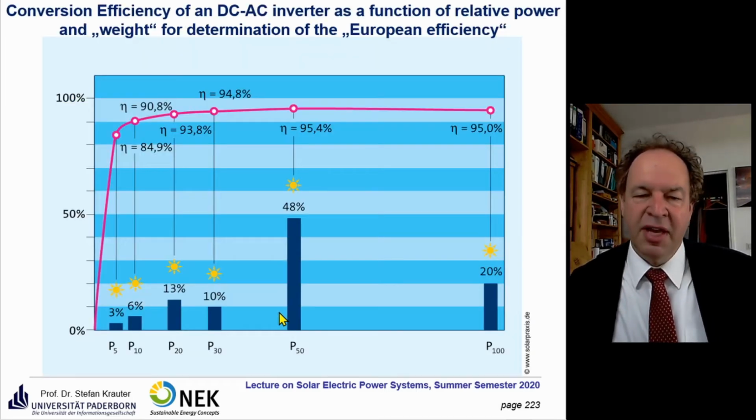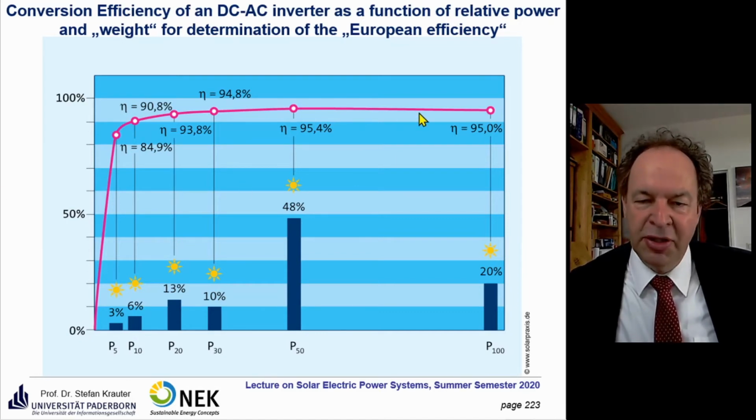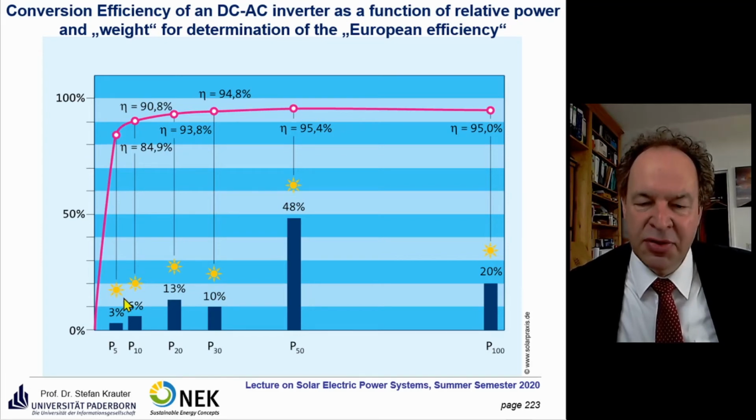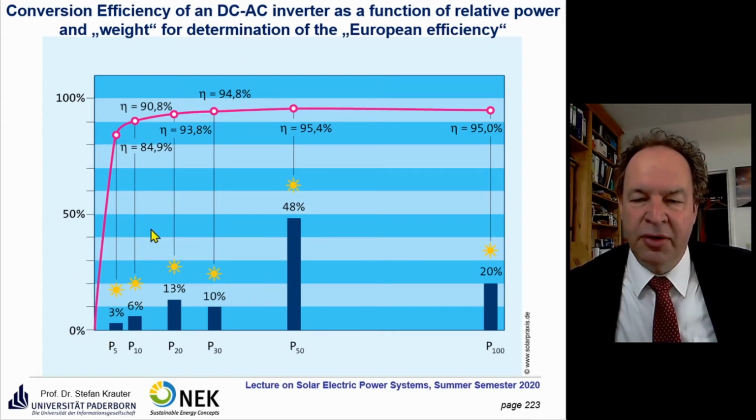The graph shows that here. So this is a more modern inverter, so the curve is more flat, so it's even able to operate with high conversion efficiency at partial load, as you see here. And here you see the different weights in the formula of the standardization. So most of the weight is here at 48%.